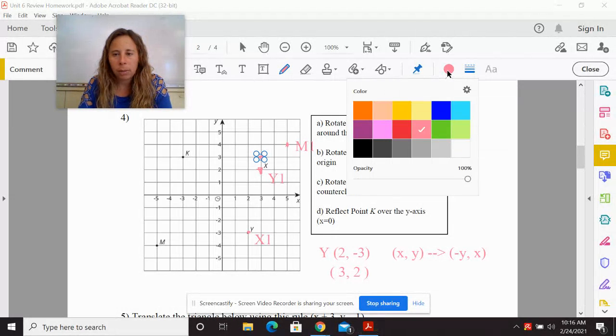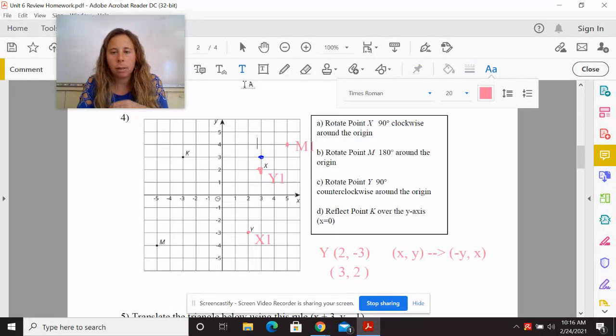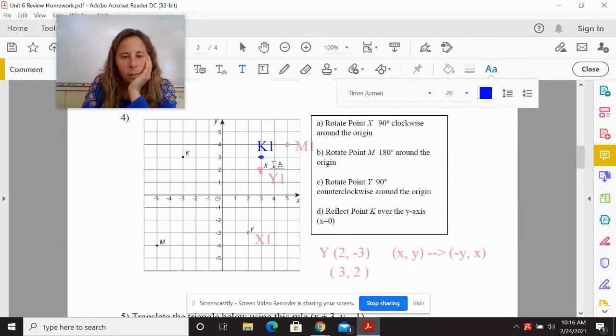Make that a different color. See if it lets me. Oh, it did. So that would be K prime. I'll write it above it, in blue, maybe?